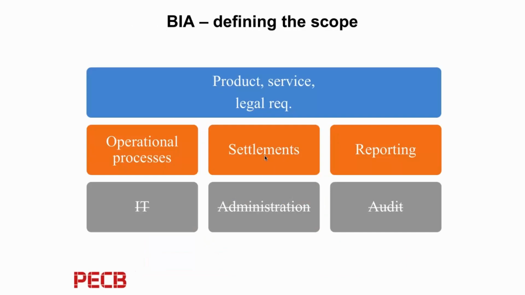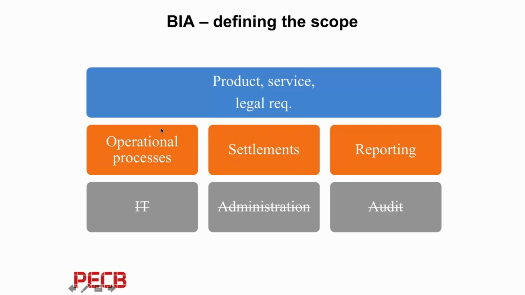And the next step, looking at those requirements and looking at the list of company business processes, we can pretty accurately define the business impact analysis scope. What we are looking for are operational processes which are directly supporting product, service, or they are directly supporting fulfilling a legal requirement. So it's either delivery of the product, delivery of service, or making some data available, depending on the sector.